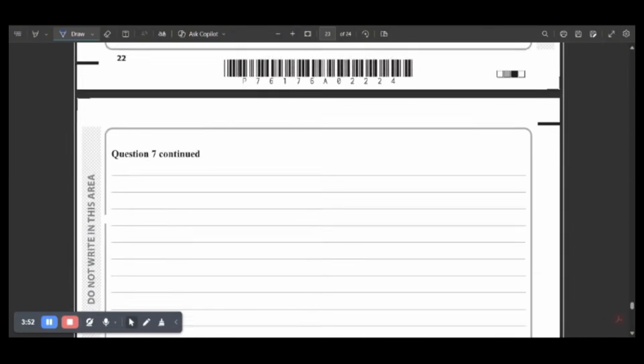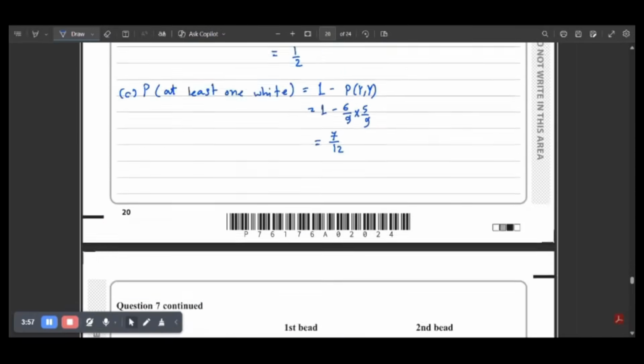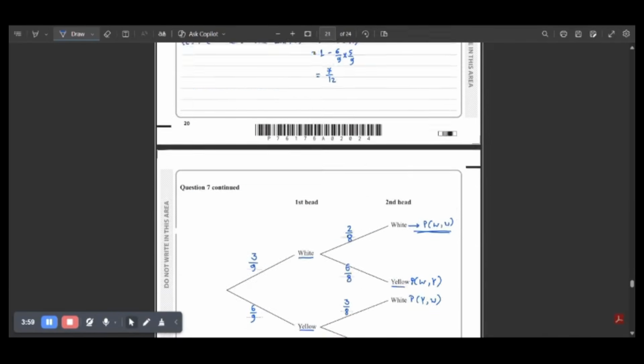Next, this was the whole paper, and this was the solution to number 7.